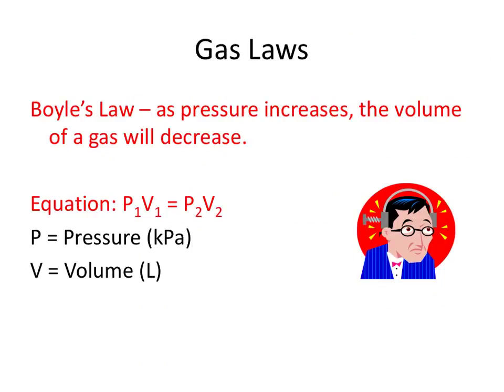All right, so we're moving on to the gas laws. The first gas law we're going to talk about is this one right here, Boyle's Law. That's how you say it, Boyle's Law. That was the guy's name. It basically says this: when pressure goes up, the volume of gas will go down. It has a little equation with it: P1V1 equals P2V2. P stands for pressure, which is in kilopascals, and the volume is always in liters. Make sure you have that equation down because we'll be using it in class.